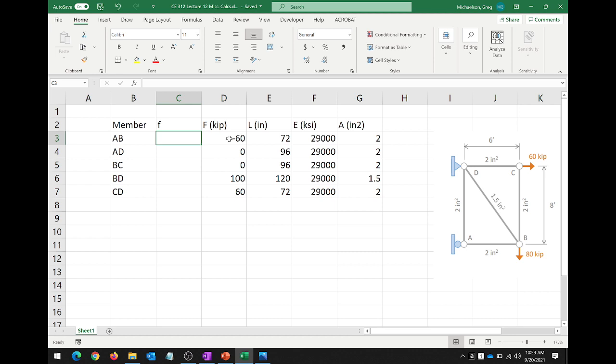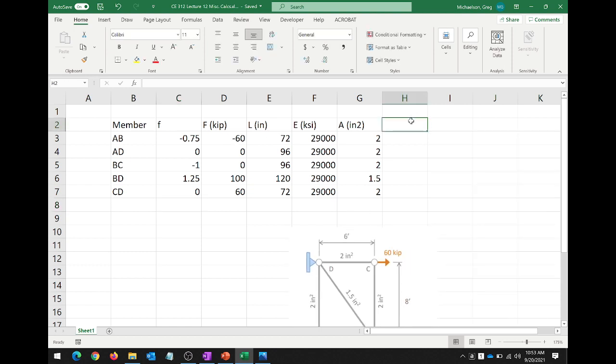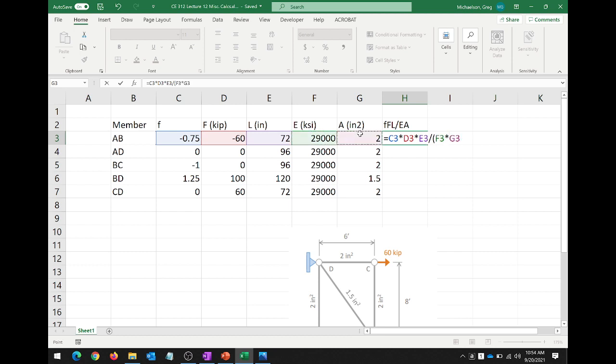Okay, we'll do this part quick. AB. All right. AD. BC. BD, 1.25. And CD, 0. So, and I'll probably post this table. I'll put the table in the notes. But all you do now is just little f times big F times L divided by E times A.